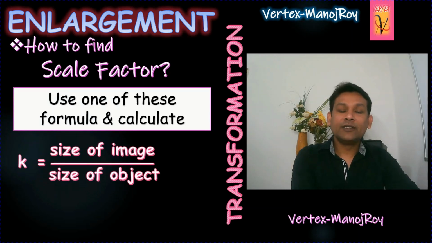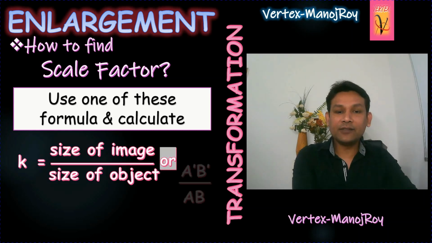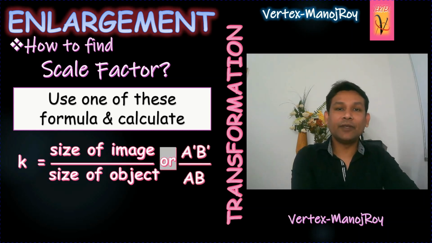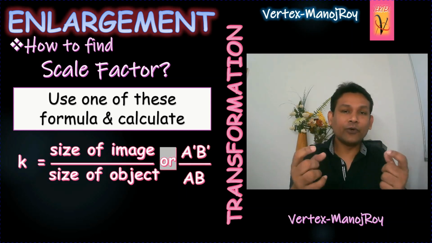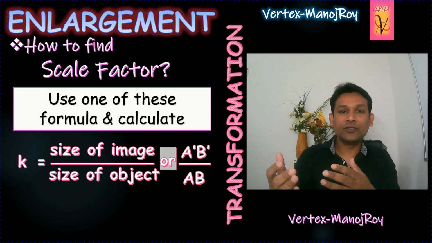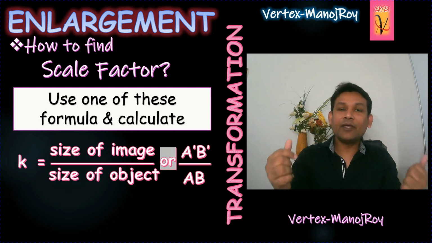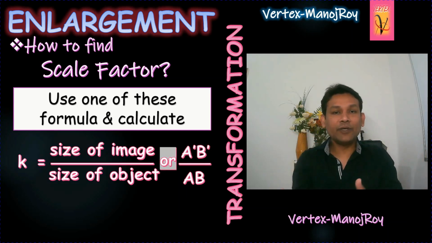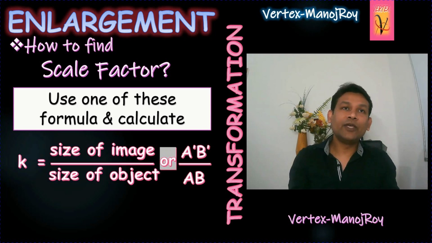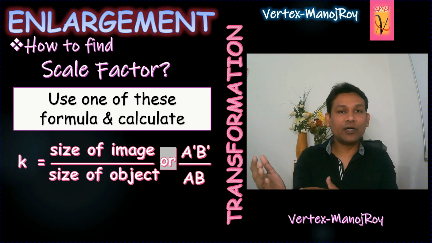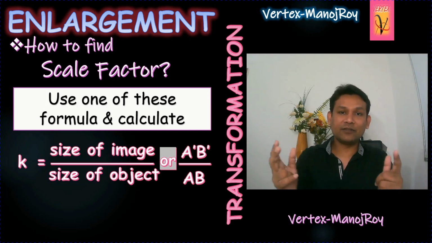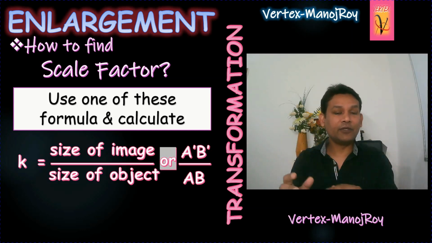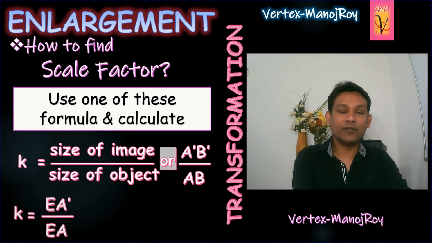The formula is the size of the image divided by the size of the object. It can be like this, A dash B dash divided by AB. What is A dash B dash? That's the distance between two corresponding points, like the height of the image or the biggest side of the image. That's what we have to use here, A dash B dash divided by AB. When we have triangle ABC and PQR, AB is the object distance and PQ is the corresponding image distance. I will discuss this in the example.